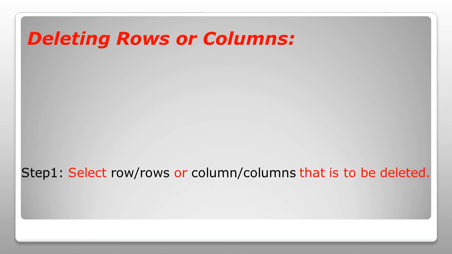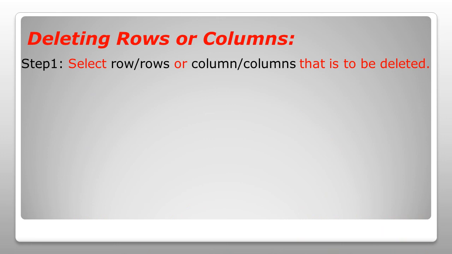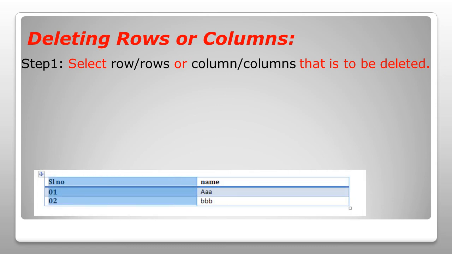Next is about deleting rows or columns. You can delete either a row or a number of rows or a column or a number of columns based on your choice in an existing table. Some of the steps you need to follow. Step 1. Select the row or rows or column or columns that are to be deleted. You have to select like this. Here I have selected one column. Full column I have selected. I am going to delete this full column.